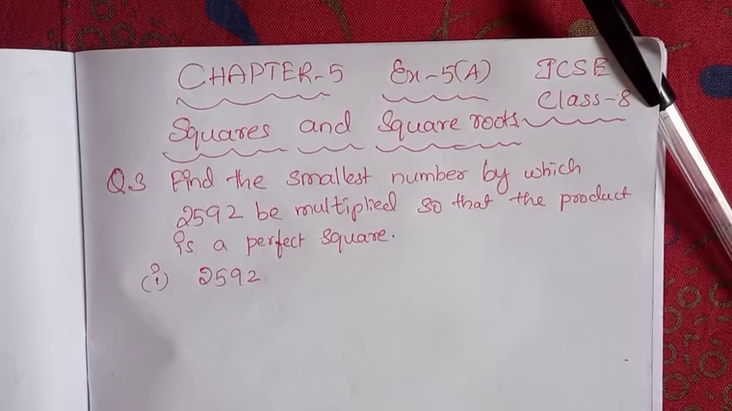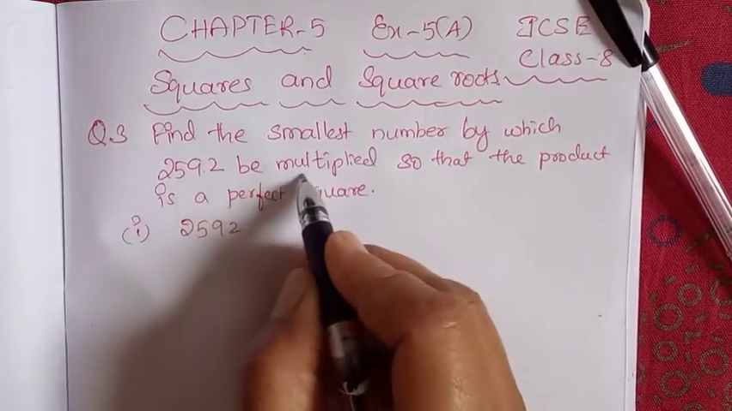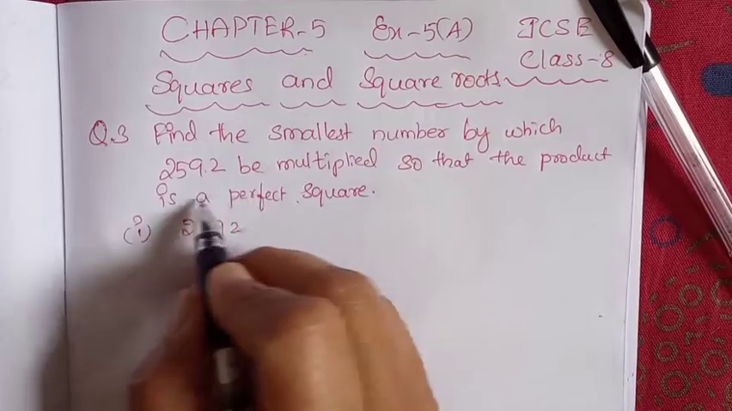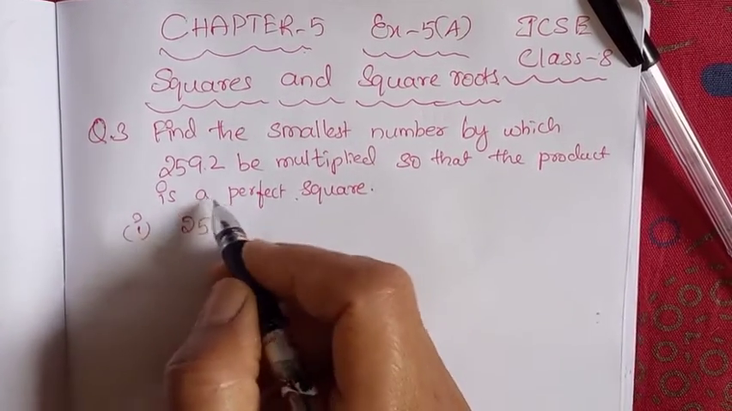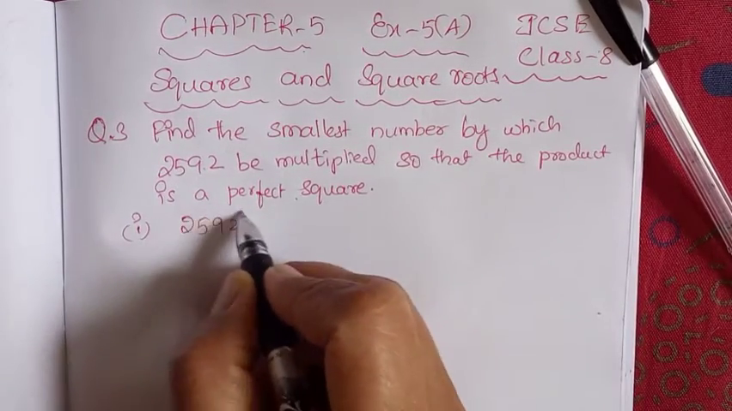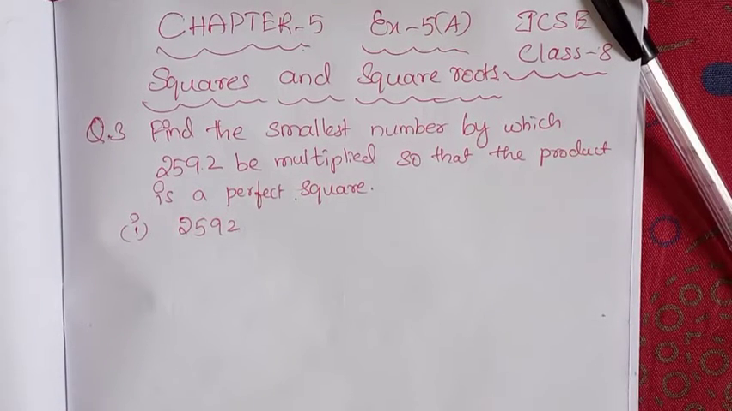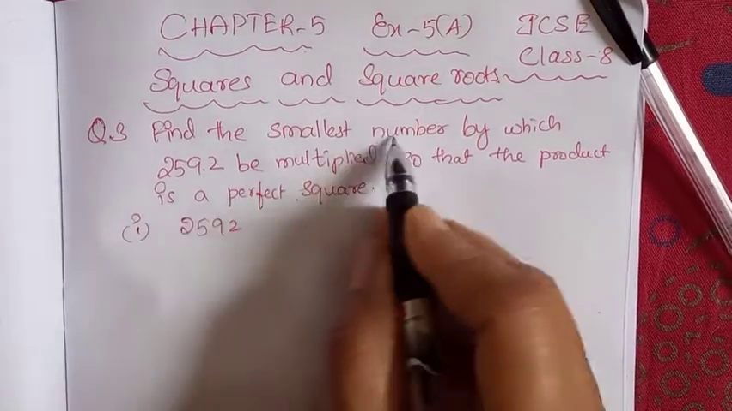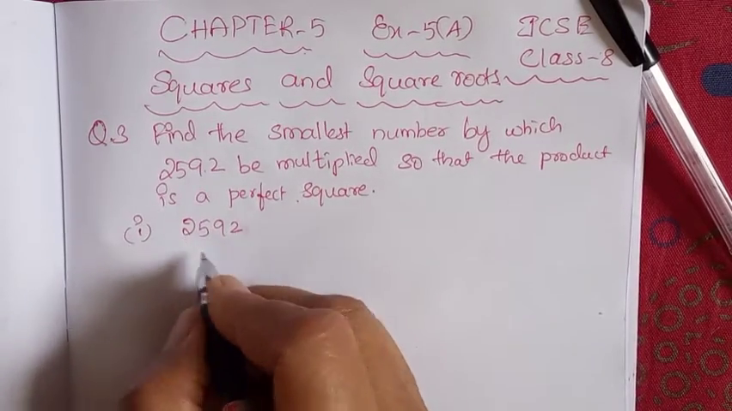Find the smallest number by which 2592 be multiplied so that the product is a perfect square. I guess I explained this example also in the previous video about perfect squares. What should be multiplied to get the perfect square? Go through that example once, children. Once again I'll revise with this question how to solve such kind of questions. So, find the smallest number. Let us go with the prime factor method.